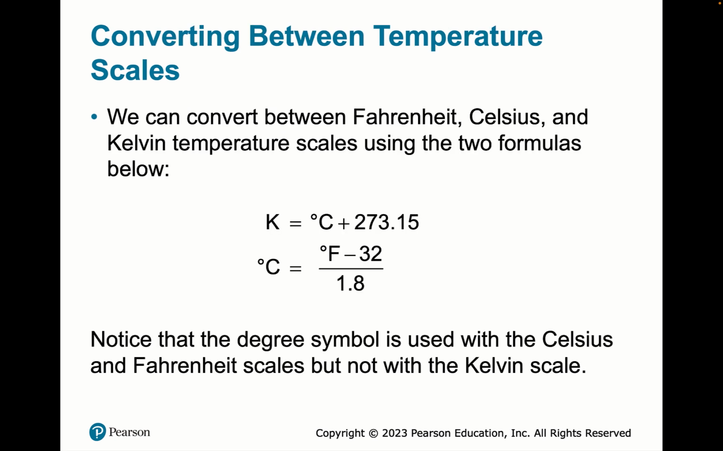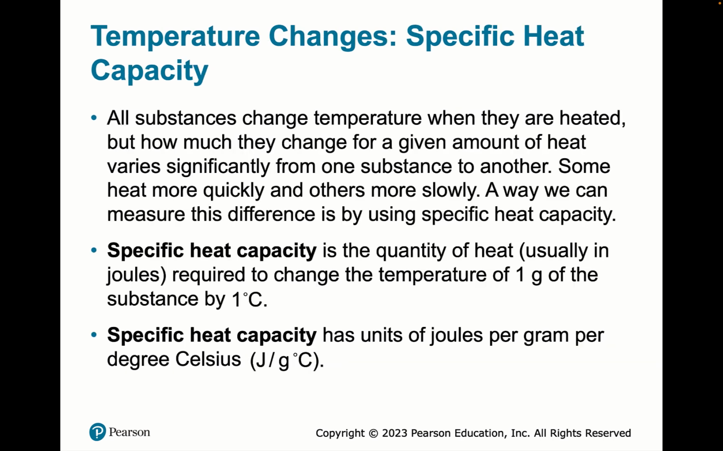We can convert between Fahrenheit and Celsius by this equation here, and we use Celsius but not Kelvin, so you have to convert at different times. If you're wondering where Fahrenheit and Celsius meet at a certain point, the value at which they are the same is negative 40. So negative 40 Fahrenheit is the same thing as negative 40 Celsius.